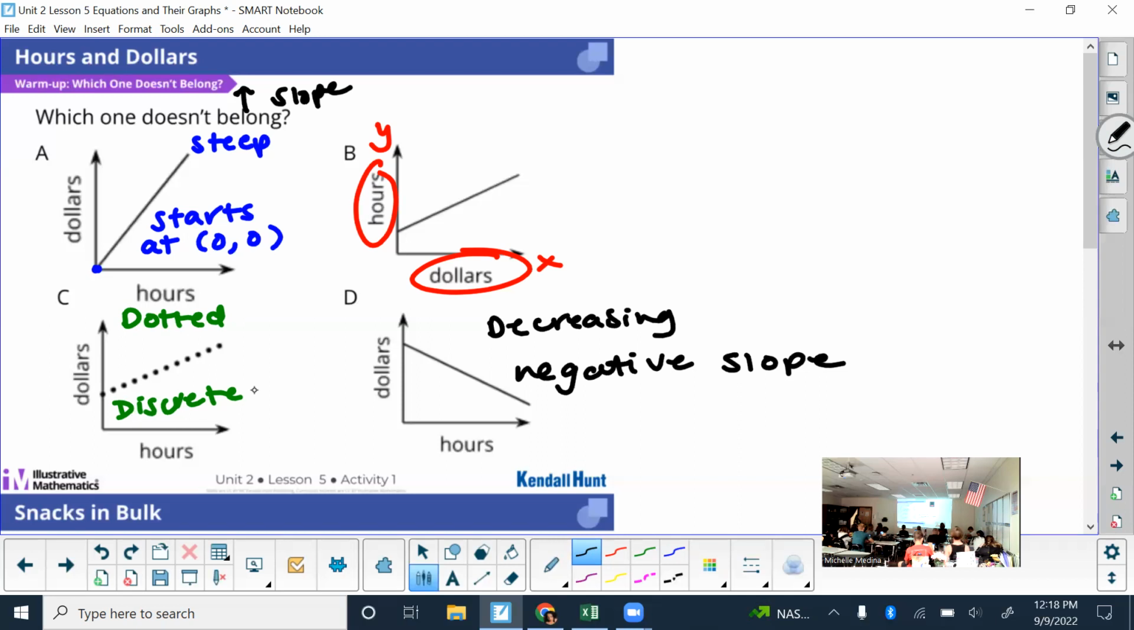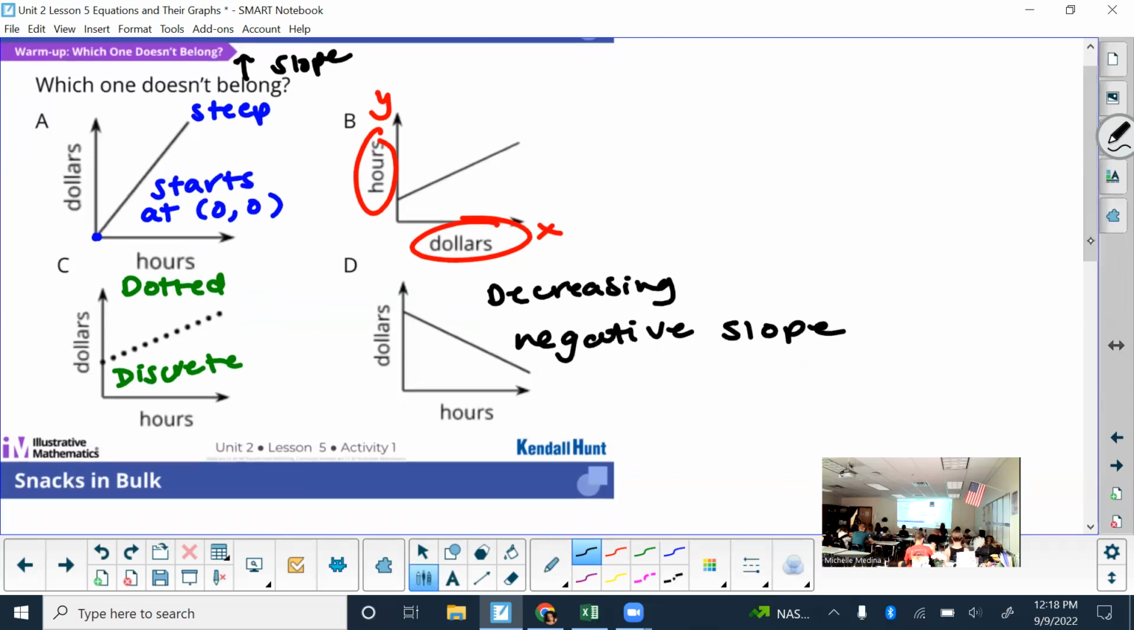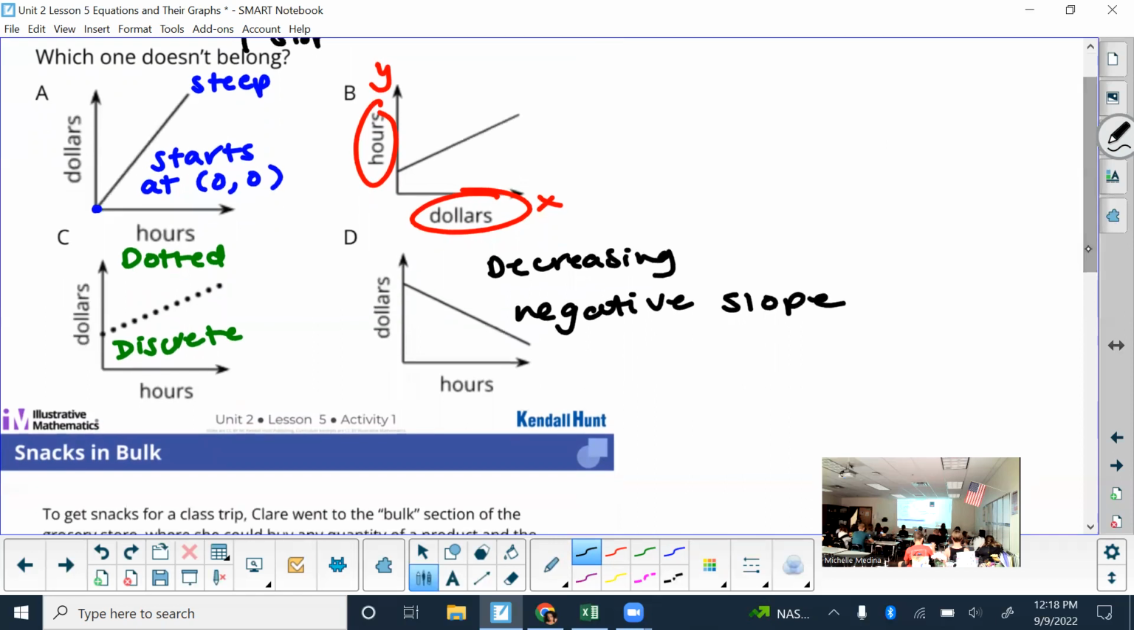This is discrete, whereas the others would be continuous graphs. All right, so good observation. Most of the time when we do a which one doesn't belong, there's a reason for every single one, even if it's not clearly seen.